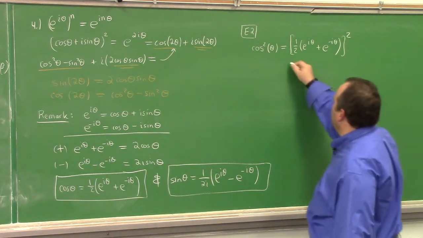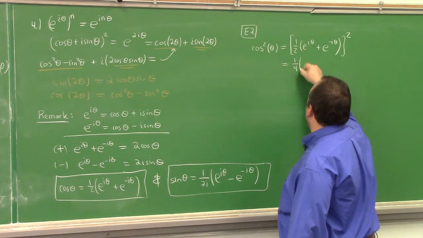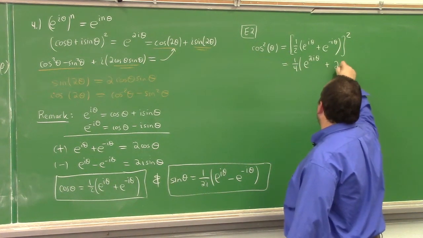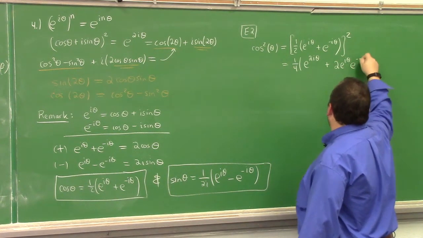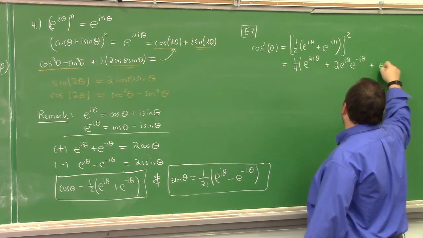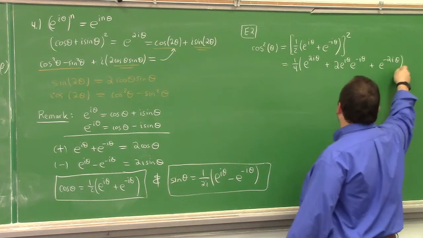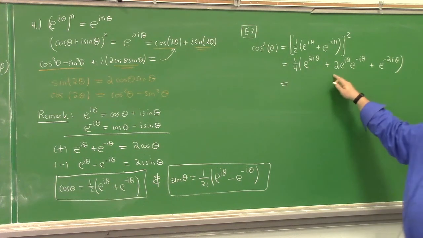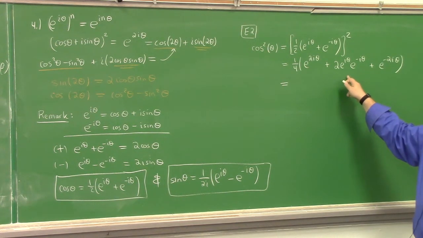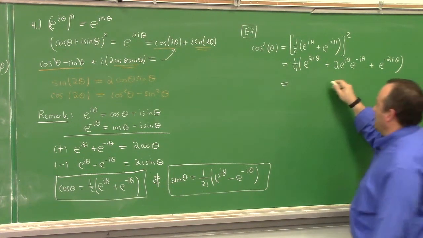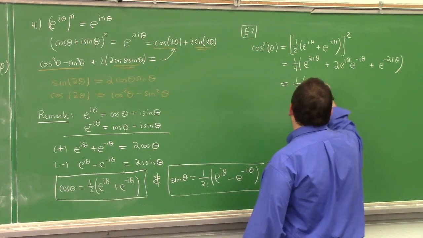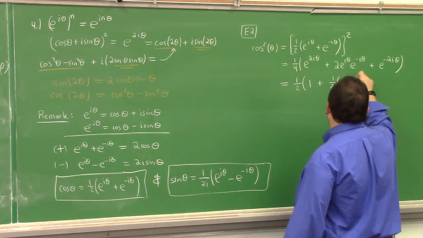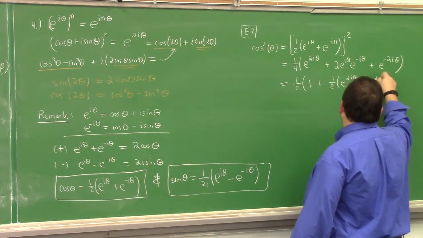And what that gives me is 1/4 times e to the 2i theta plus 2 e to the i theta times e to the minus i theta plus e to the minus 2i theta, which, if you tilt your head and squint, well, these are inverses, right? e to the i theta times e to the minus i theta gives us 1. So what we really have here is 1/2 of 1 plus 1/2 times e to the 2i theta plus e to the minus 2i theta.